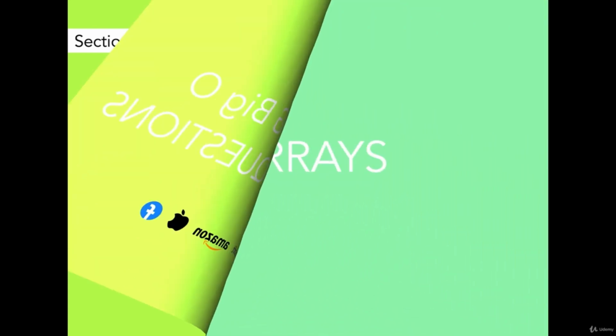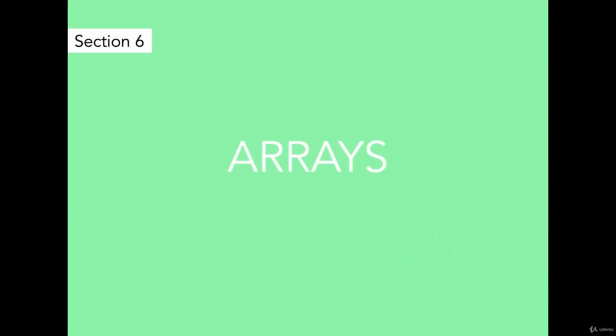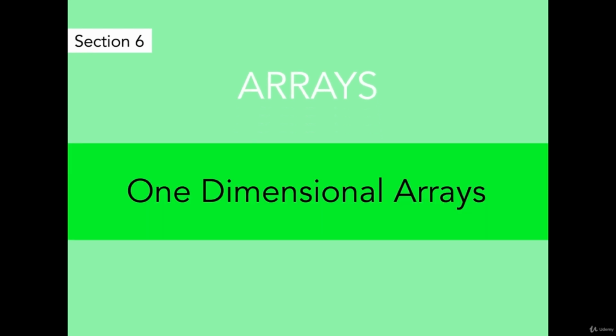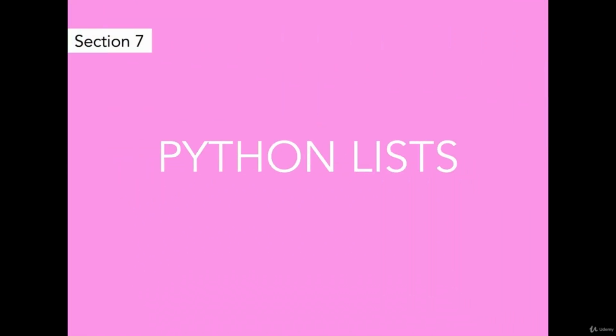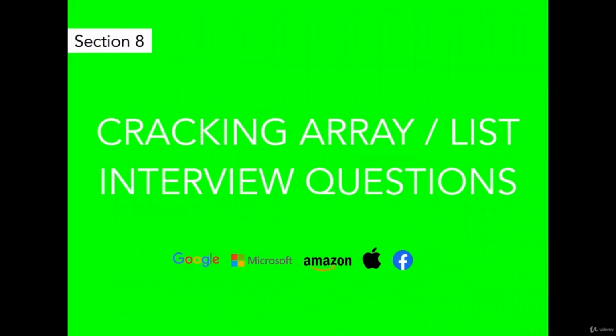Then we move on to the next section called arrays, in which we explain different types of arrays such as one-dimensional arrays and two-dimensional arrays, and we introduce how they are represented in memory, and we calculate time and space complexities for array operations. Next, we shift over to talk about Python list, which is very similar to arrays with just a small difference, so we explain the differences between them. Then we analyze the interview questions related to arrays and Python list.